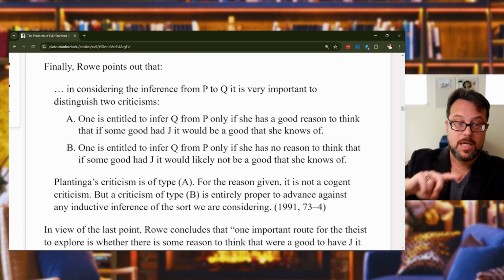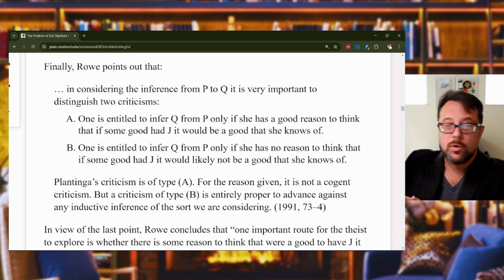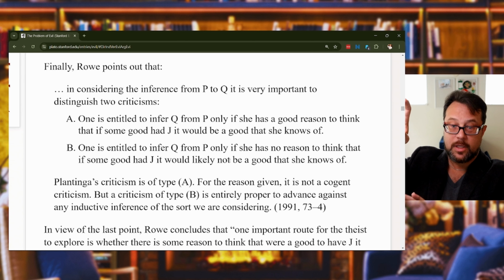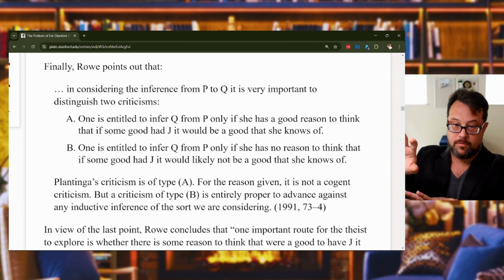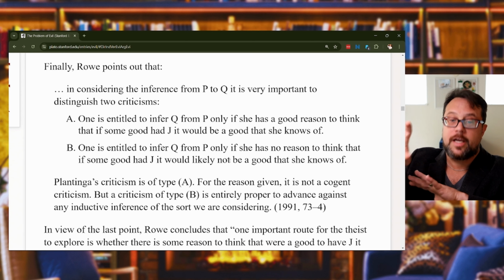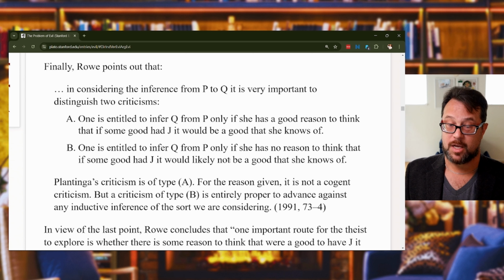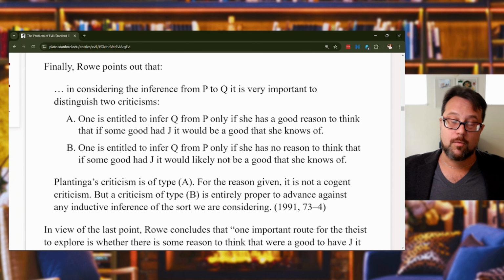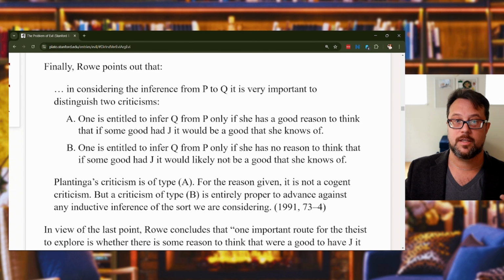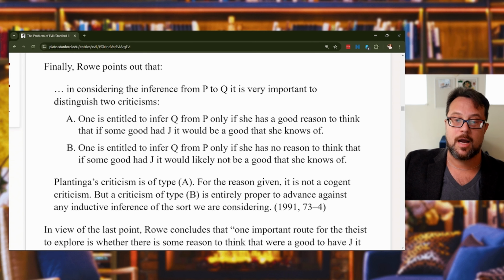Or B: one's entitled to infer Q from P only if there's no defeater in your purview, that is, you have no reason to think that if some good had J, it would likely not be a good she knows of. Because if you had a reason to think that, then you'd have to pause and say, I should be in doubt about whether my knowledge of what is the case really represents what is the case, full stop.